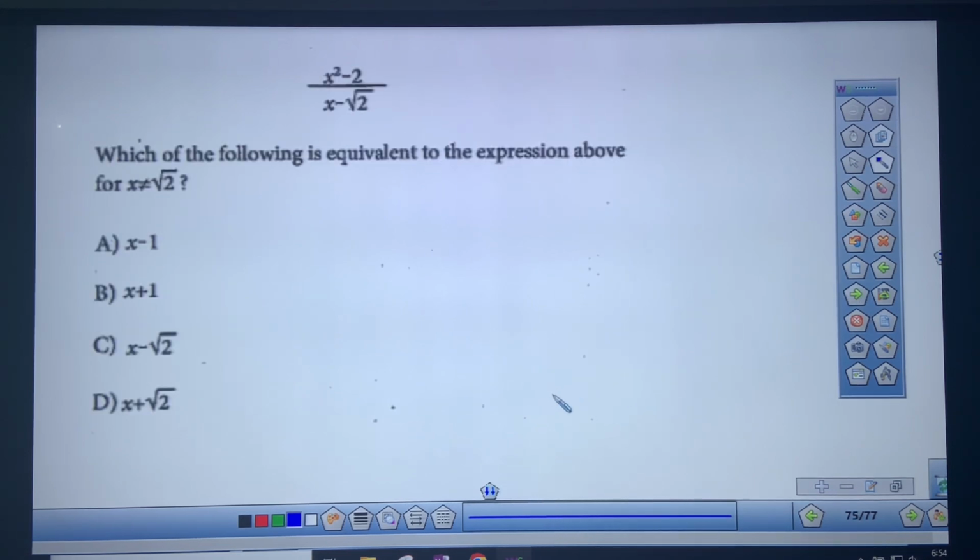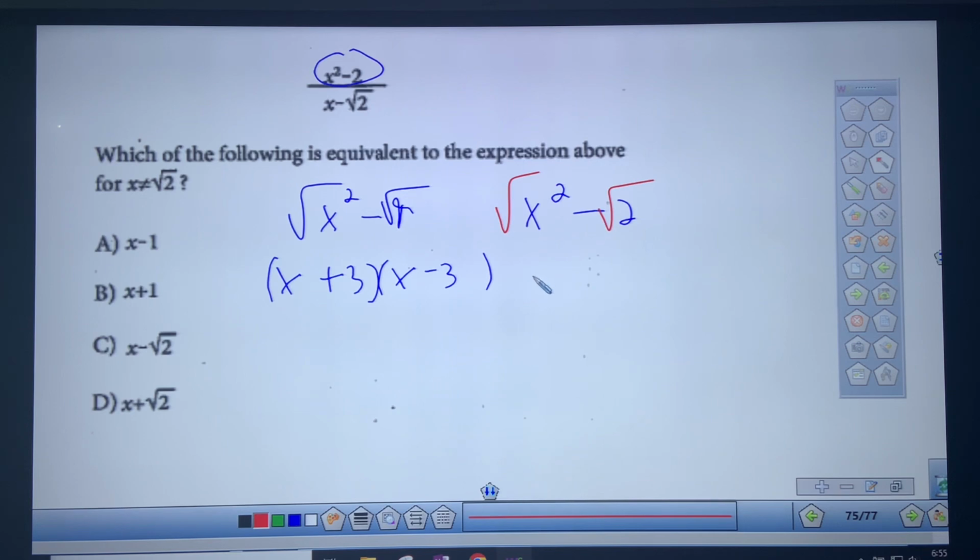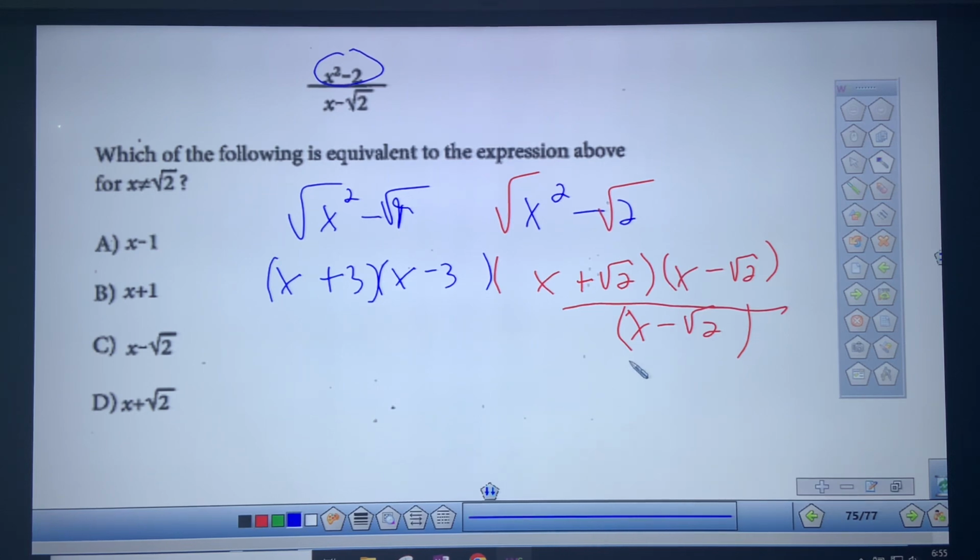Power factoring. If you've ever factored x squared minus 9, don't you square root this and square root this to give you x plus 3, x minus 3? So I'm going to power factor x squared minus 2. So if I were to factor x squared minus 2, I would just square root this and square root this. And that would give me x plus root 2 times x minus root 2. And that would be all over x minus root 2. And when I factor that, these will simplify out, and that gives me x plus root 2 as an equivalent expression.